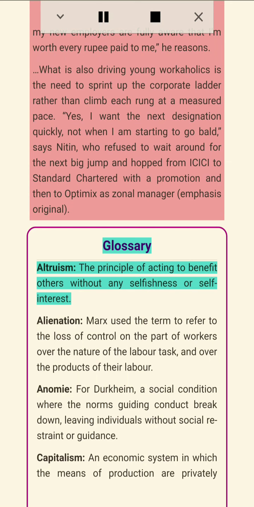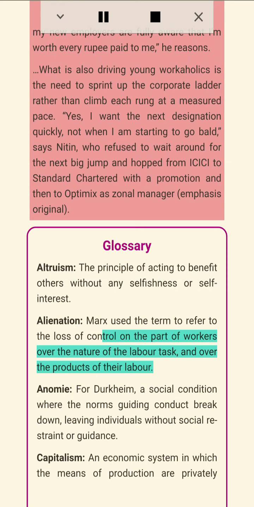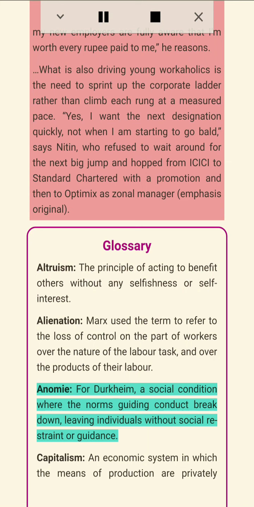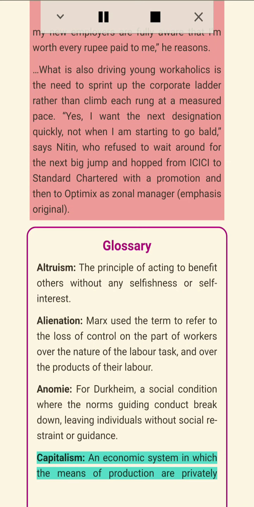Glossary. Altruism: the principle of acting to benefit others without any selfishness or self-interest. Alienation: Marx used the term to refer to the loss of control on the part of workers over the nature of the labor task, and over the products of their labor. Anomie: for Durkheim, a social condition where the norms guiding conduct break down, leaving individuals without social restraint or guidance.